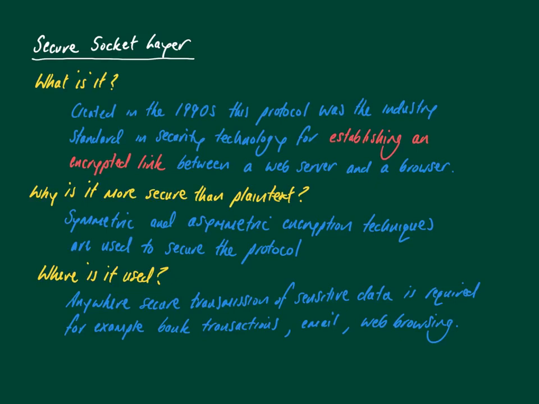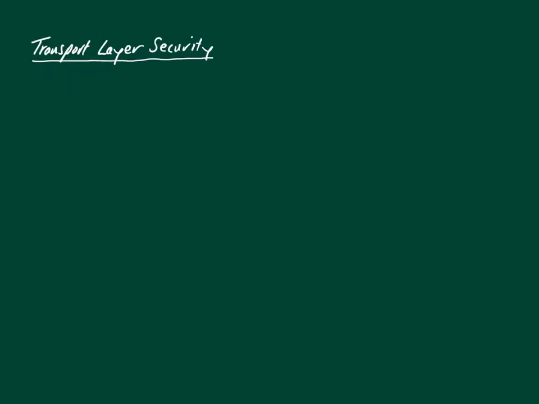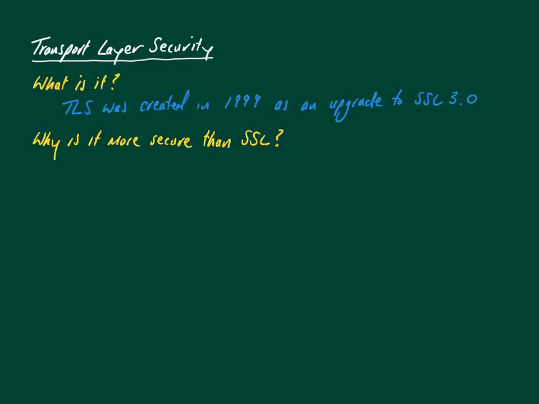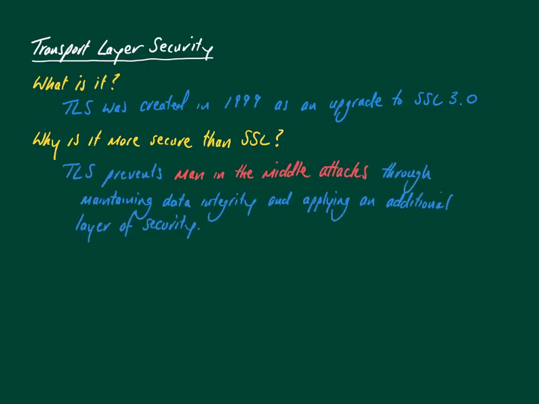SSL has been superseded, and it's been superseded for about 18 years now, maybe longer. And it's been superseded by something called TLS. Yes, so TLS has been used for pretty much the whole time you've been alive. It was created in 1999 as an upgrade to SSL 3.0. So essentially it is still SSL, it's SSL 3.1. But it's much more secure than the former SSL, because it prevented man-in-the-middle attacks.